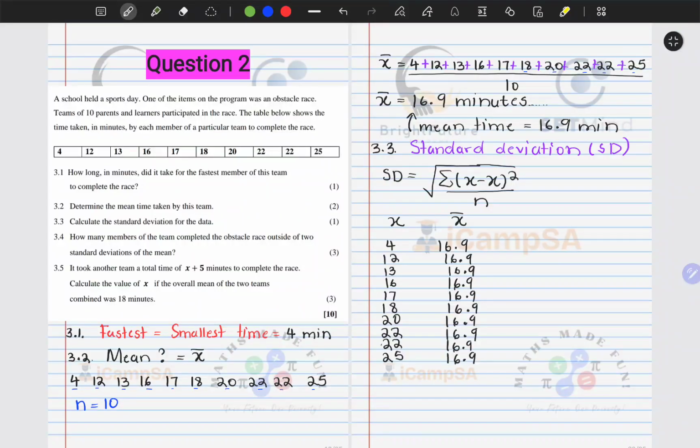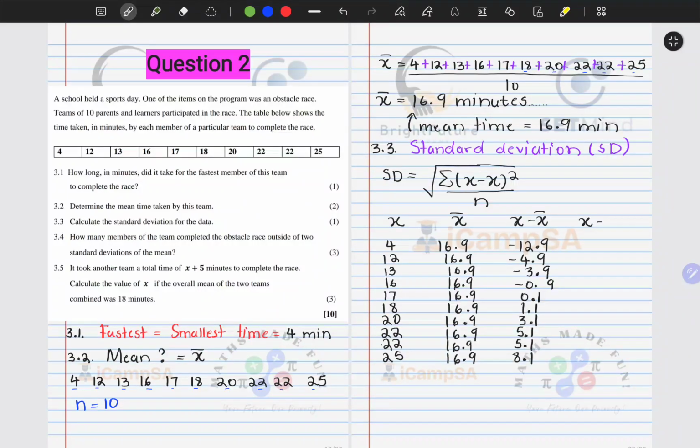And then next, we are going to subtract the two, the x minus the 16.9. So we're going to do 4 minus 16.9, and what we end up getting is negative 12.9. Then you go to the next one, where you are now doing 12 minus 16.9, which gives you negative 4.9. We do the same for the rest.